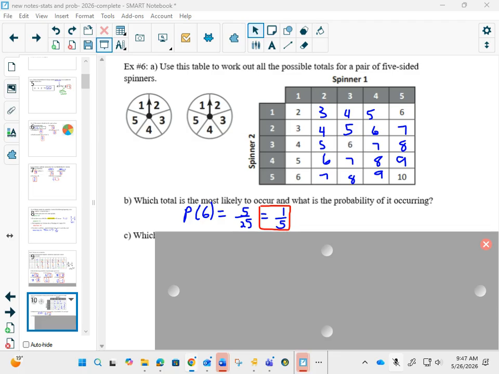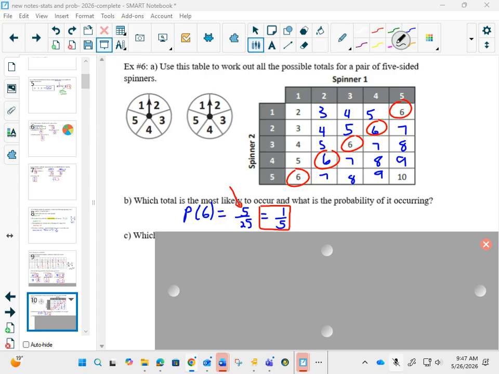What is the probability of the 6? Well, in total in this box, there are 25 numbers, because there's 5 one way, 5 the other. A quick way to do that is 5 times 5 and get the 25. How many of them are 6s? 1, 2, 3, 4, 5 of them are 6s. 5 out of the 25 are 6s. That reduces to 1 out of 5. The probability of getting a 6 is 1 out of 5.